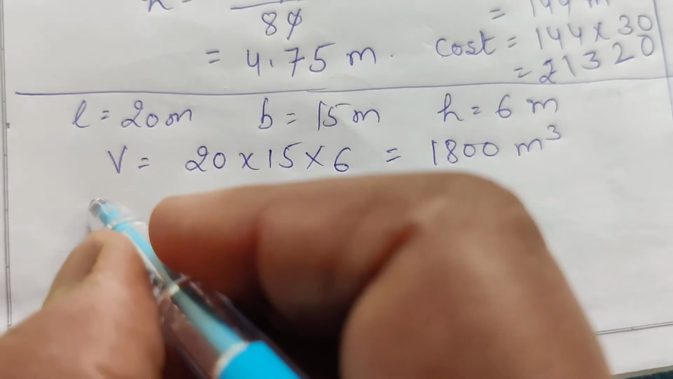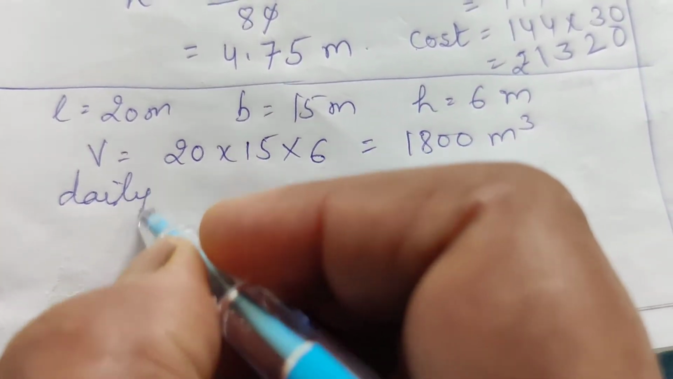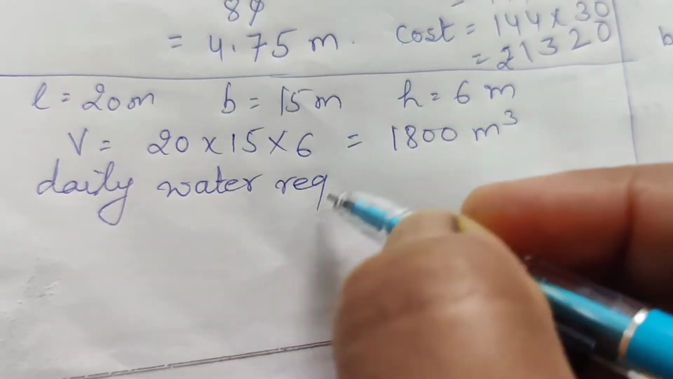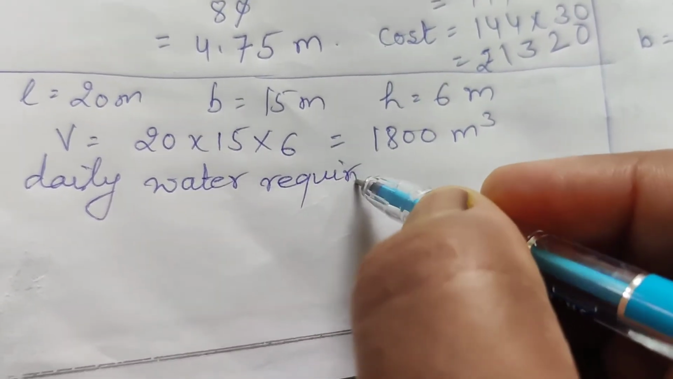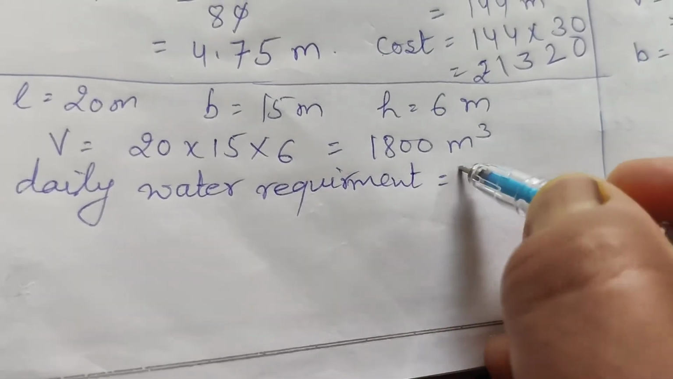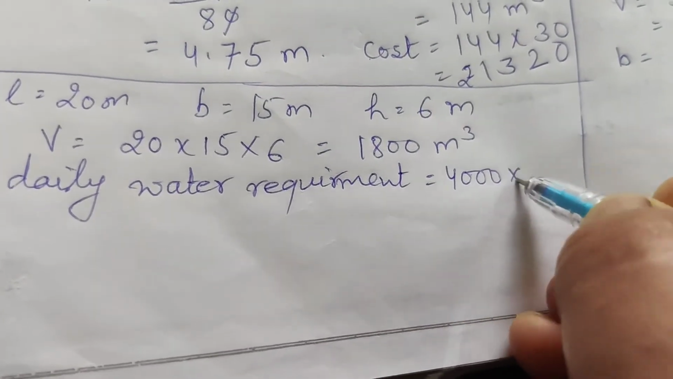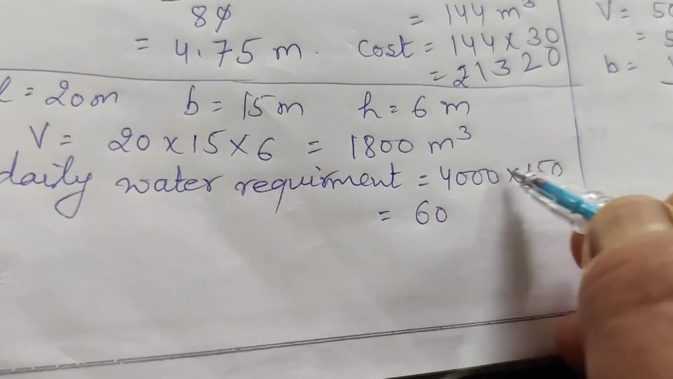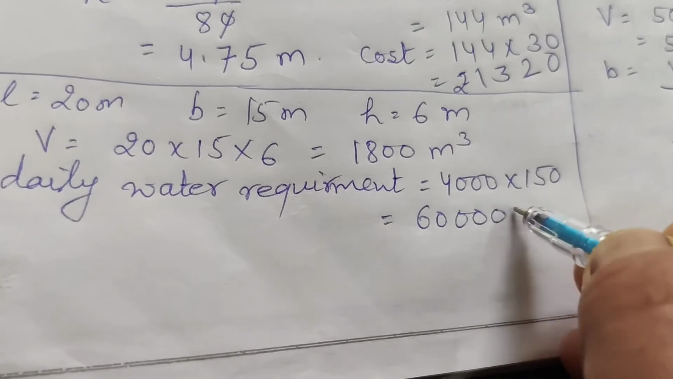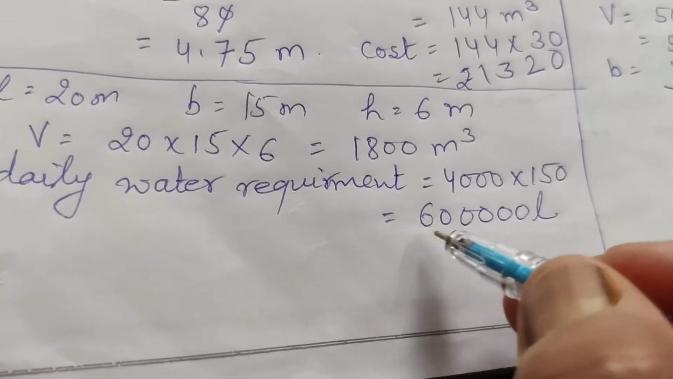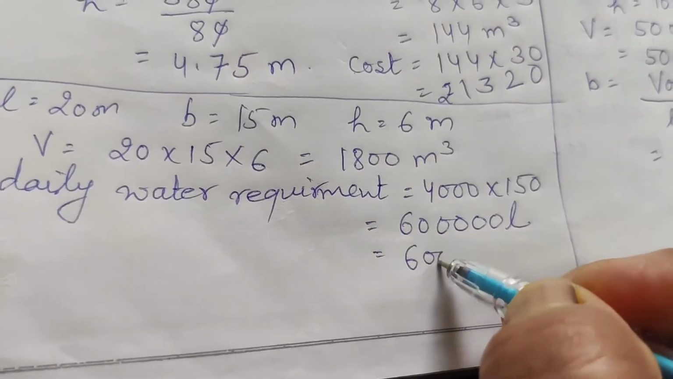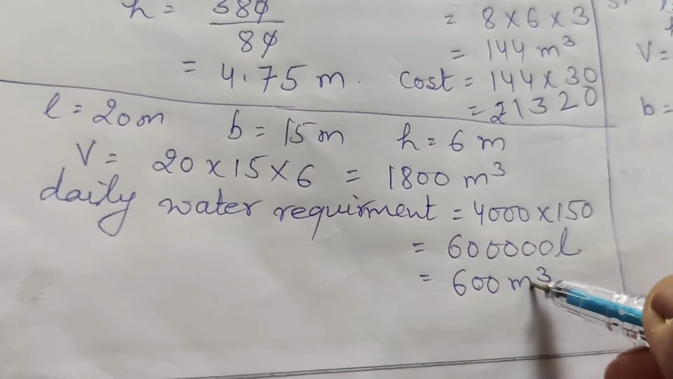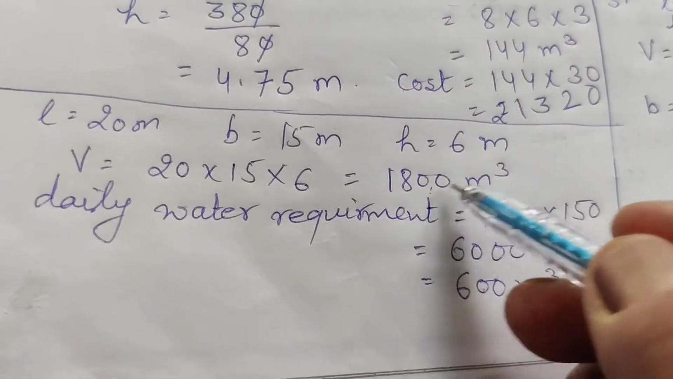And the daily water requirement per day: 4000 persons, and each person requires 150 liter water per day. It means 150 into 4000, that is 600000 liter. Convert into meter cube, it means 600 meter cube. Per day water requirement is 600 meter cube and total volume of the water is 1800 meter cube.